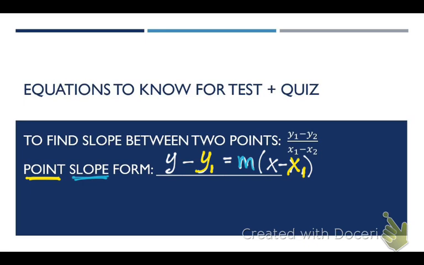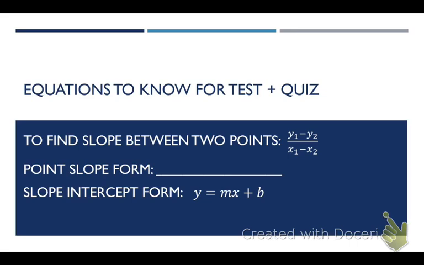The last thing we go over is the slope-intercept formula, which is y equals mx plus b. All right, so again, which one represents the slope? The m. And then which one represents the intercept? B. Okay.